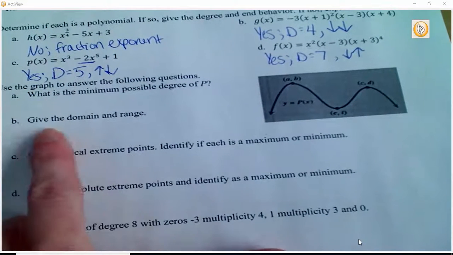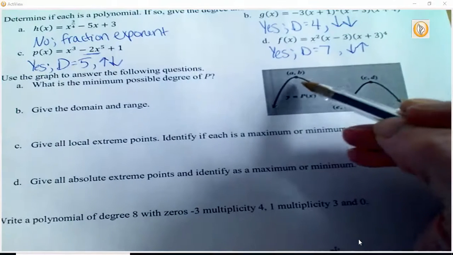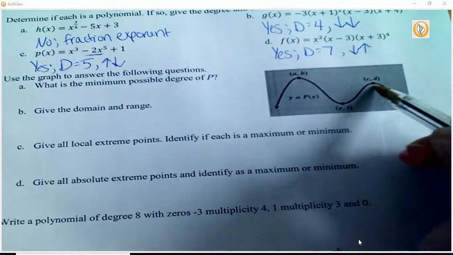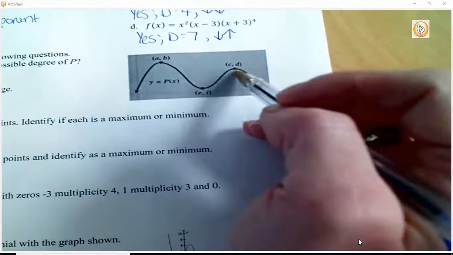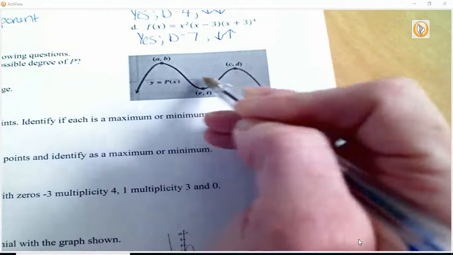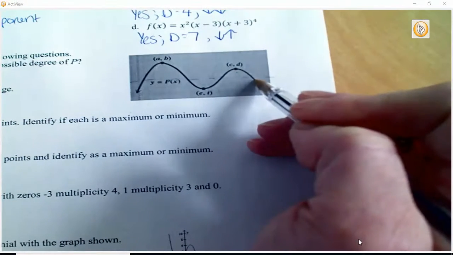Number 2. The minimum possible degree. What do we look at to answer that question? There are 3 turning points, so my degree has to be at least 4. The degree is 1 more than your turning points. If you can't remember that, you could always think about if I drew an imaginary axis in here, the most places it could hit is 4 places, so it has to be at least degree 4.